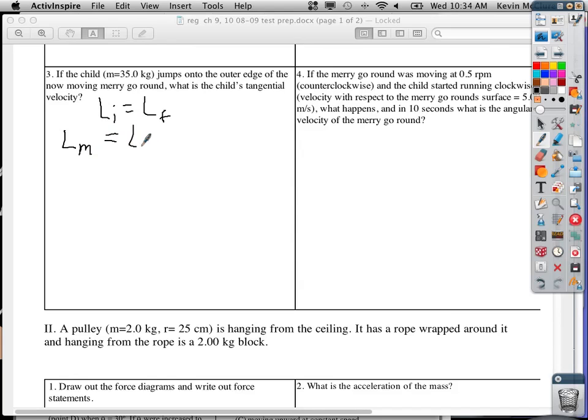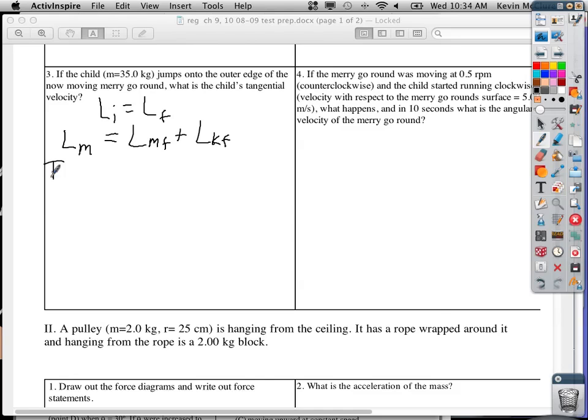Now we have the new momentum of the merry-go-round plus the kid's final momentum. And this is angular momentum. Momentum is what? P equals mv. So what is angular momentum? L equals? There you go, I, because m is like I, and v is like omega. So L is I omega.